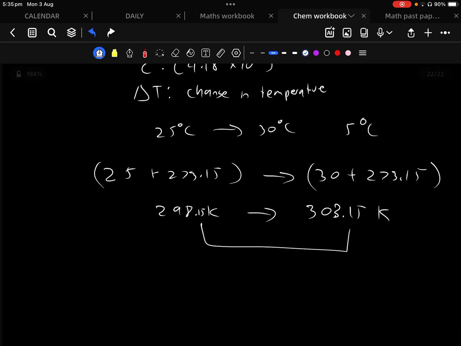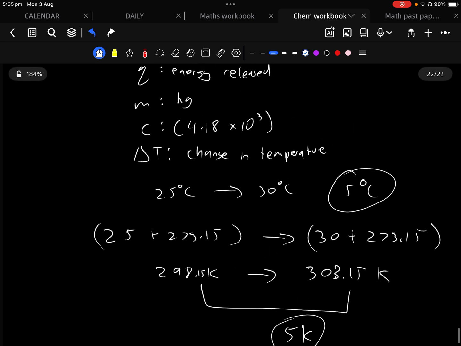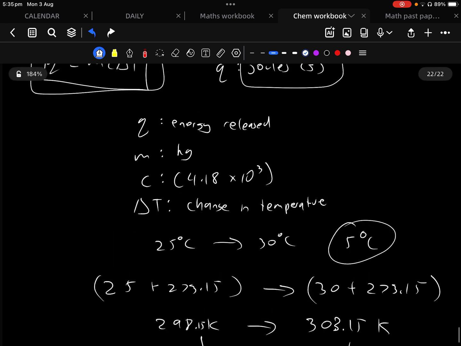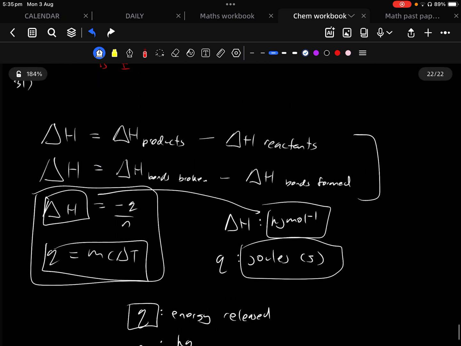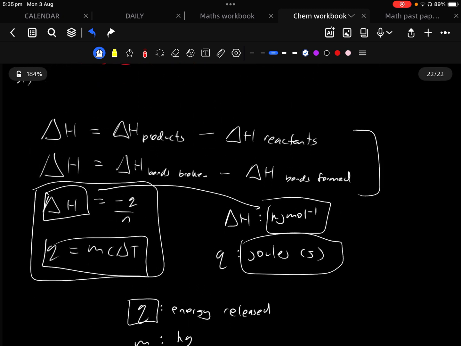Now let's calculate the change of these, which is 303.15 minus 298.15, which would give us a difference of 5 kelvins. And as you can see, they have the same magnitude in difference. So we don't need to waste time converting Celsius to kelvins, only when calculating for Q. Now let's use these formulas in questions.